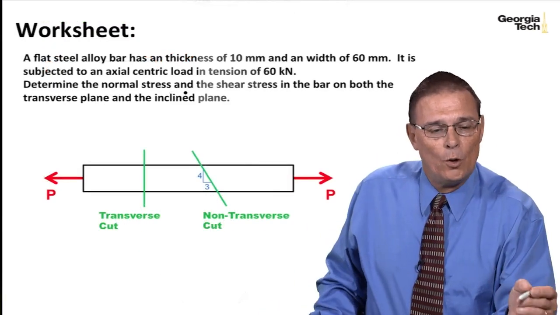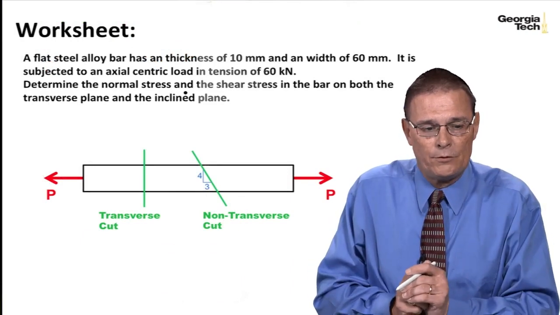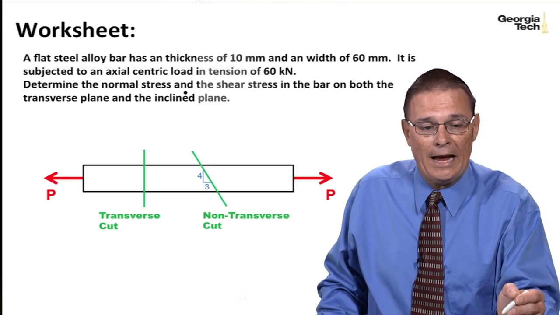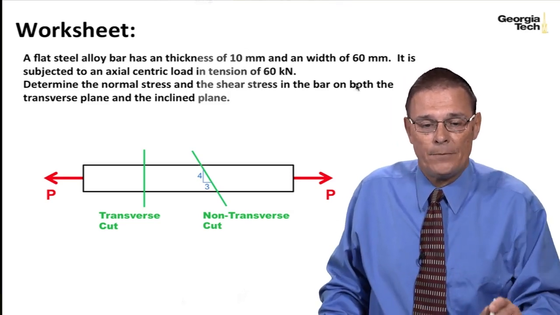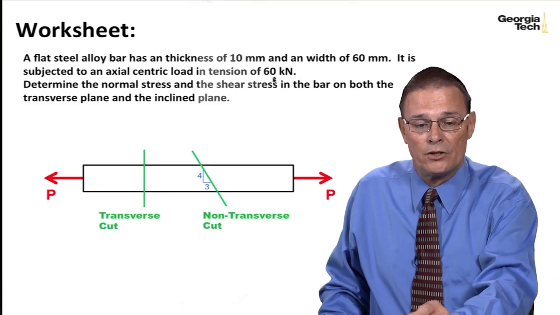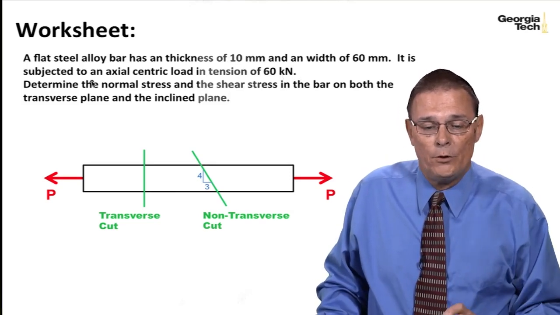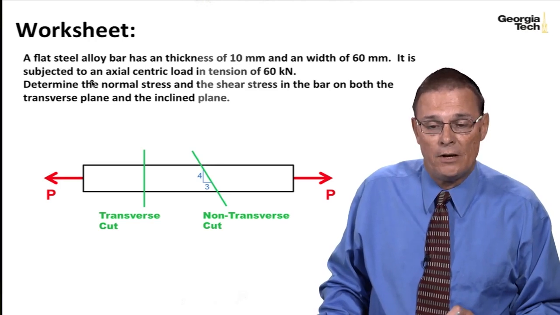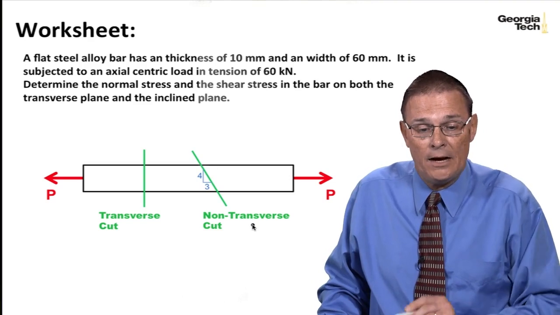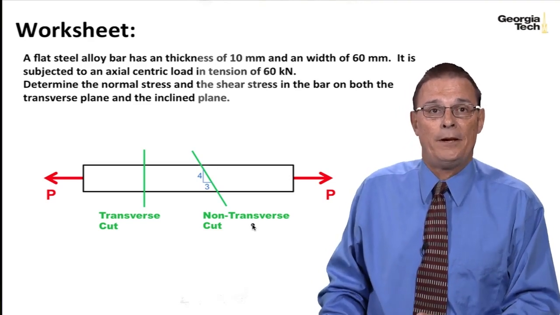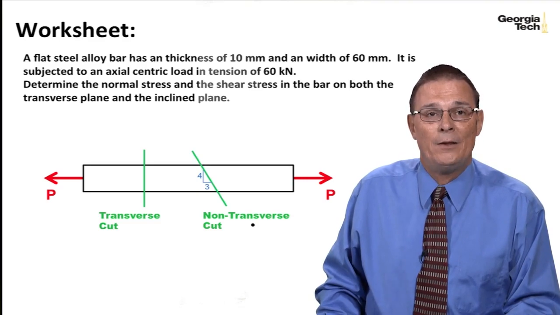So now I want you to do a worksheet on your own to apply these principles that we've just discussed. We have a flat steel alloy bar. It's a rectangular cross-section with the dimensions given. It has an axial load. It's a centric load, 60 kilonewtons. And I'm asking you to determine the normal stress and the shear stress on the bar for both the transverse cut and the non-transverse cut, or the inclined plane. And when you finish that up, I have the solution in the module material.